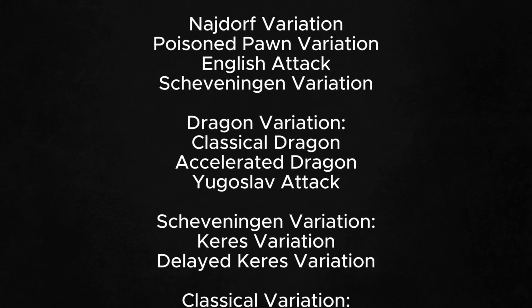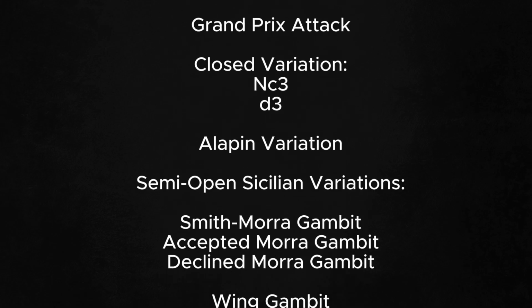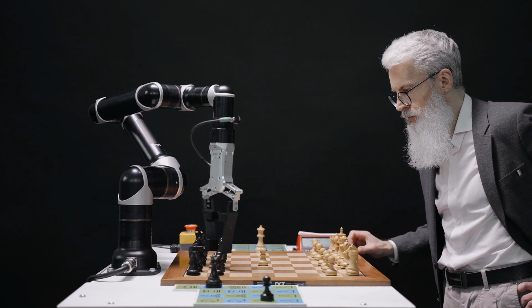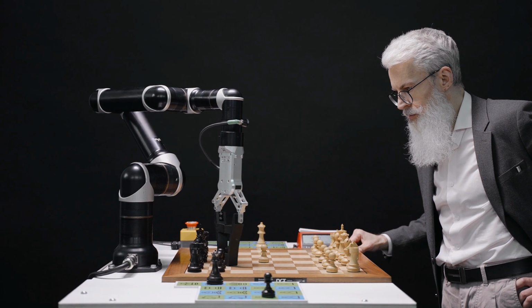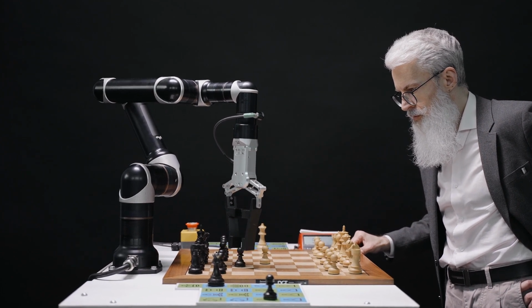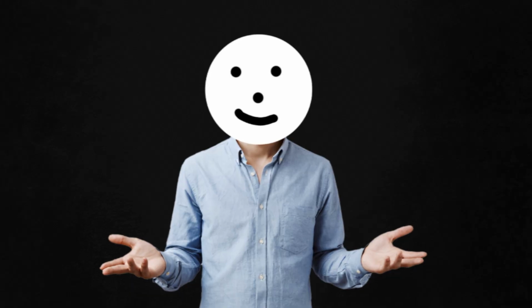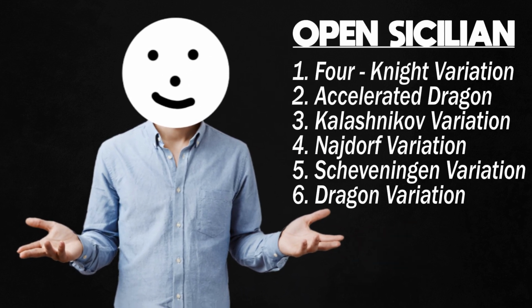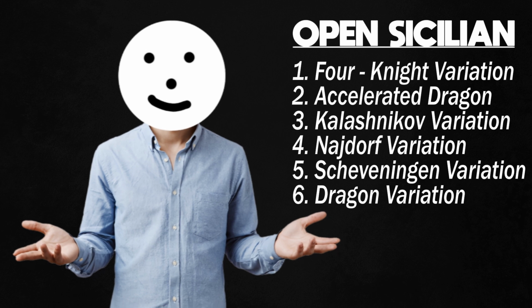There are thousands of variations in the Sicilian Defense, but you don't need to read all those variations even if you are preparing for a grandmaster. But you should have a good understanding of the Sicilian Defense even if you are a beginner, and that is the main motive of this video. In this video, we will understand a total of 6 variations of the open Sicilian and also the closed Sicilian.